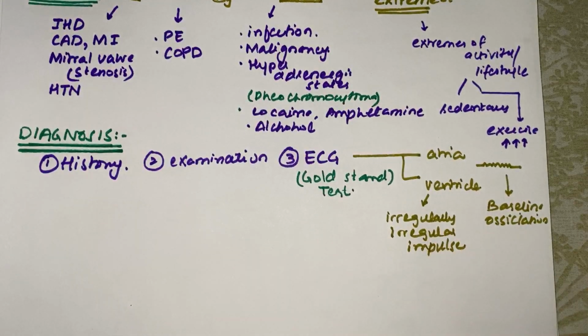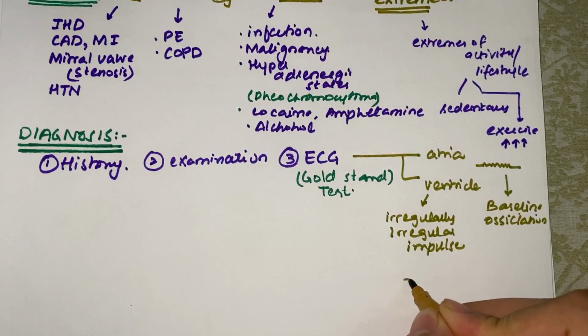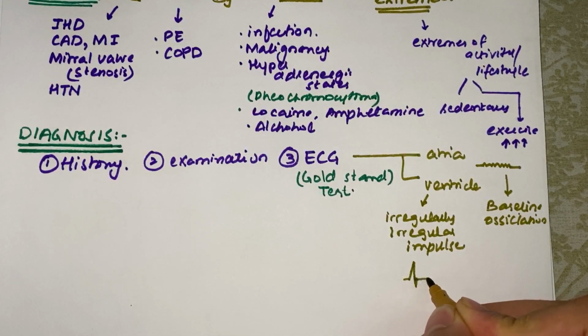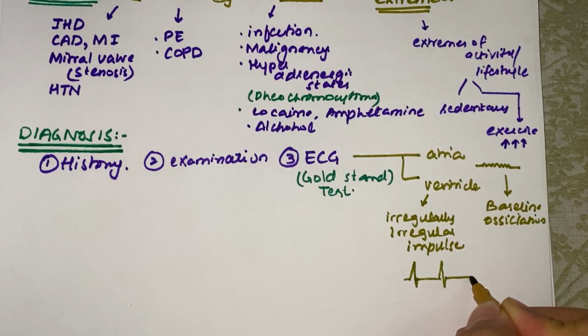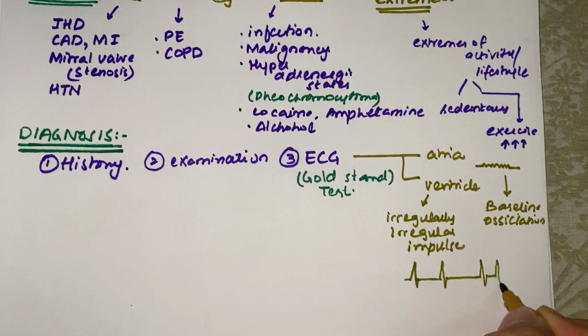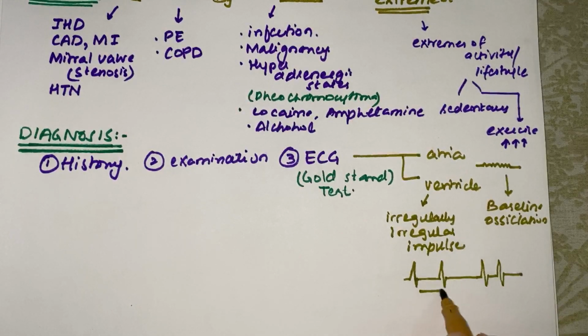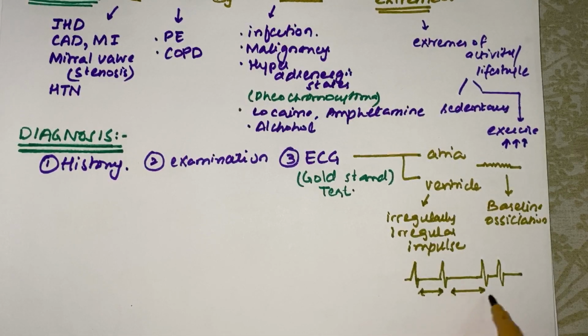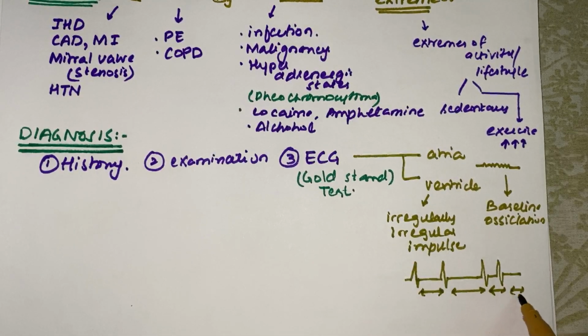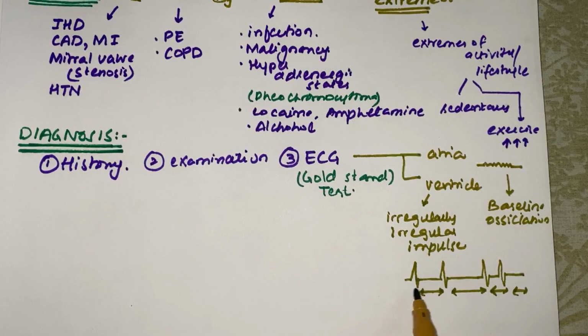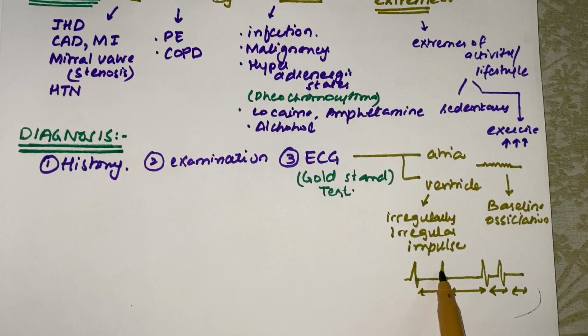Irregular means abnormal rhythm. How do you see the rhythm? We find out the intervals between two R waves. Somewhere it is high, somewhere it is very low. So this is the interval between two R waves. So here you can see that there is an abnormal rhythm of the heart, plus the pulse or the ECG is seen here at irregular intervals.